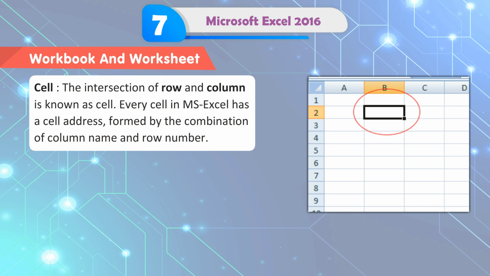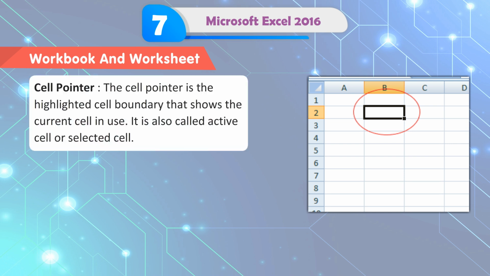Cell. The intersection of a row and column is known as a cell. Every cell in MS Excel has a cell address formed by the combination of column name and row number. Cell pointer. The cell pointer is the highlighted cell boundary that shows the current cell in use. It is also called the active cell or selected cell.